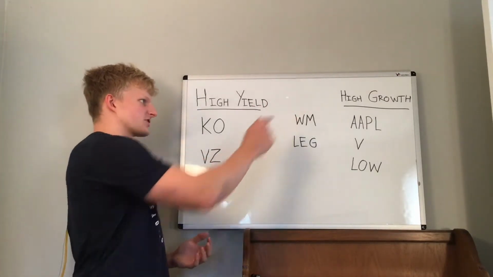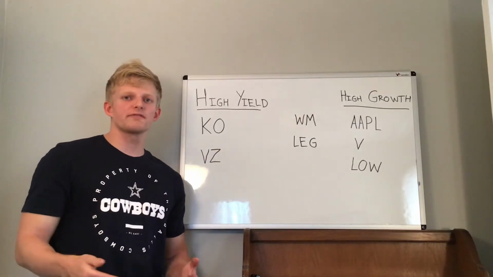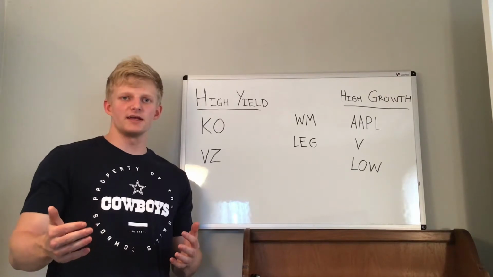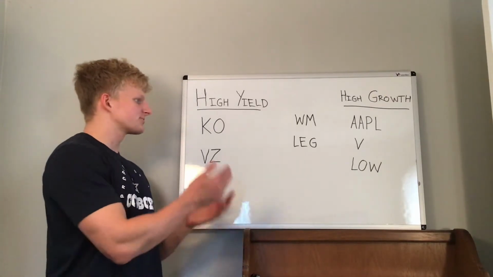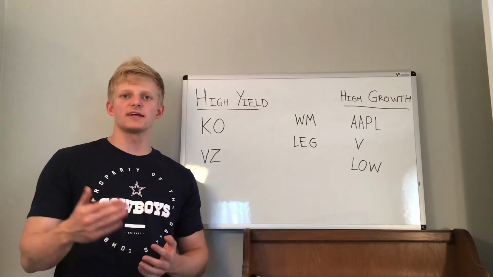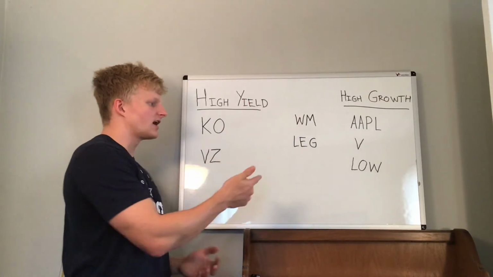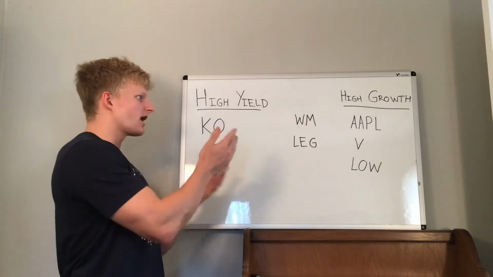So back to my spectrum. At the other end of the spectrum, you have companies that maybe just started paying a dividend not too long ago, and there are pretty high expectations for them to increase that payout in the future. So companies like Apple, Visa, and Lowe's. I'll talk a little bit about Apple.